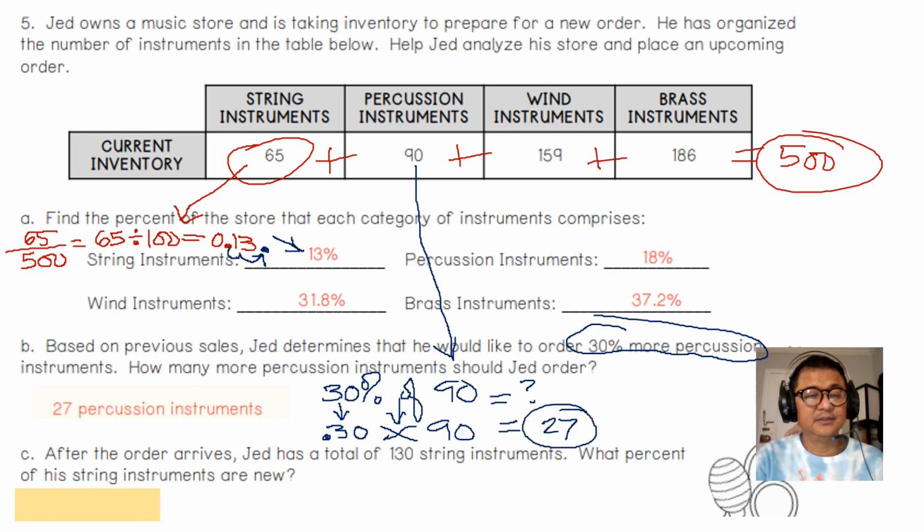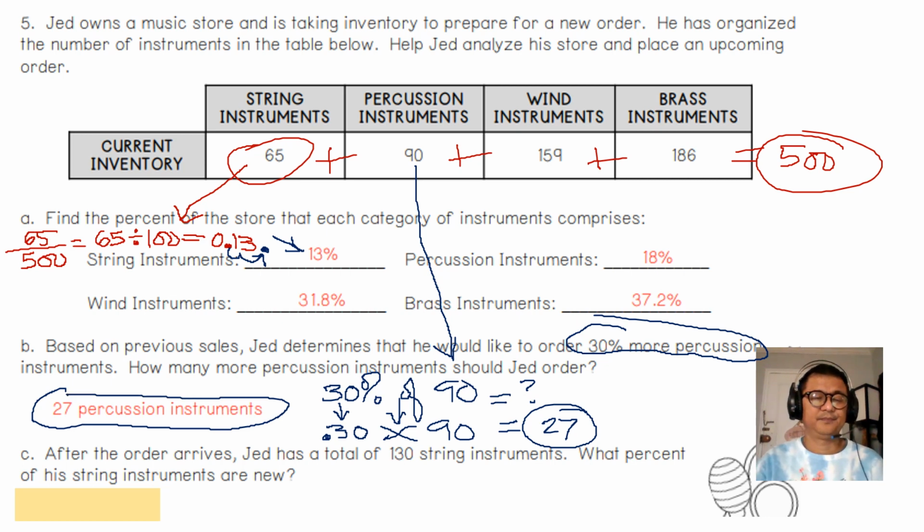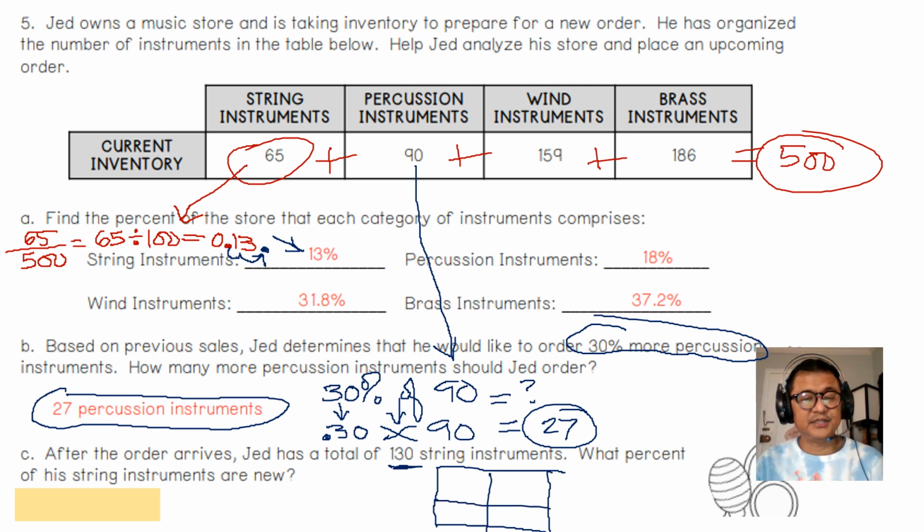So what can we say? 27 percussion instruments will be the total. Okay. After the order arrives, Jed has a new total now of 130 string instruments. What percent of the string instruments are new? Okay, so let's try our table once again. You could use the table. The percent, I don't know what percent. X percent. They're asking for the percent. X percent of 100 is equal to the part over the whole.